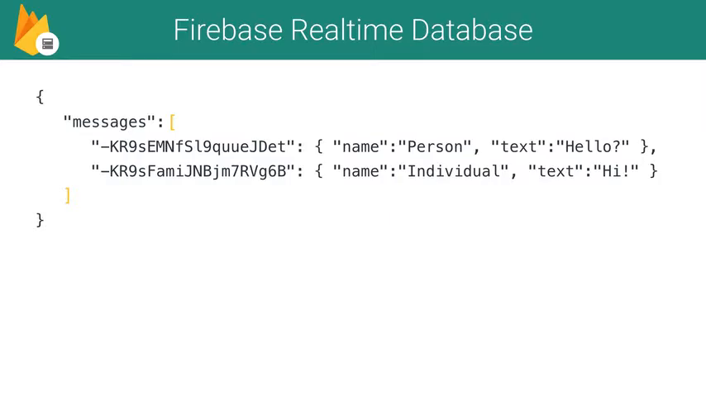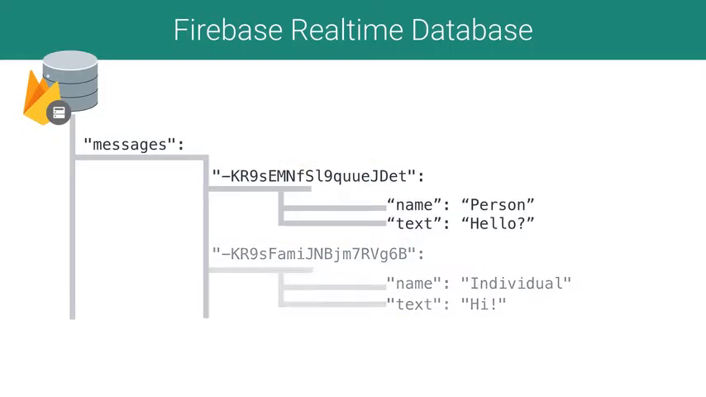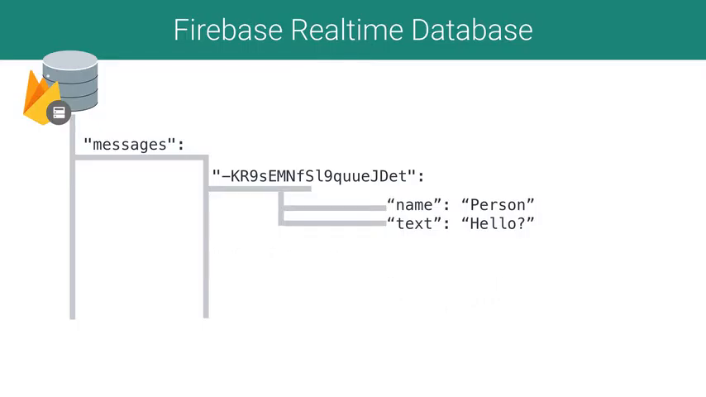JSON also supports arrays in square brackets. But arrays are not recommended in the Firebase real-time database. Only JSON dictionaries are. Let's go over a few more terms that are good to know when we work with the real-time database. We'll focus on one message here for the sake of explanation.